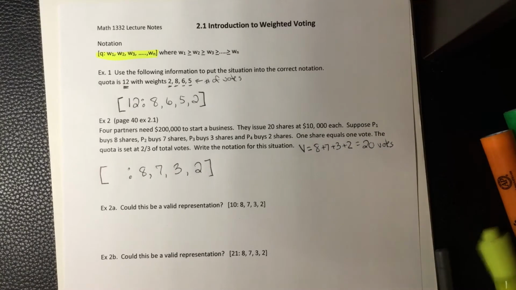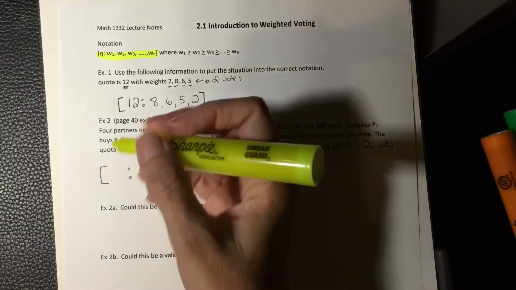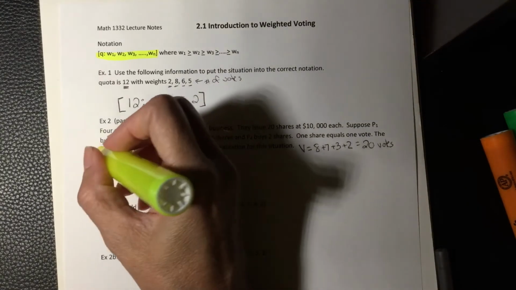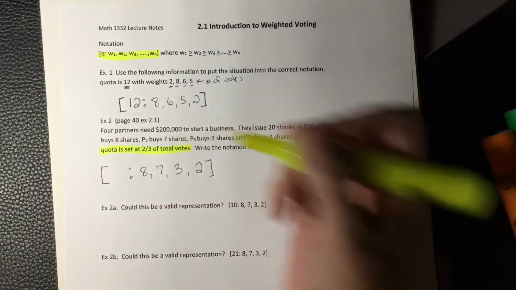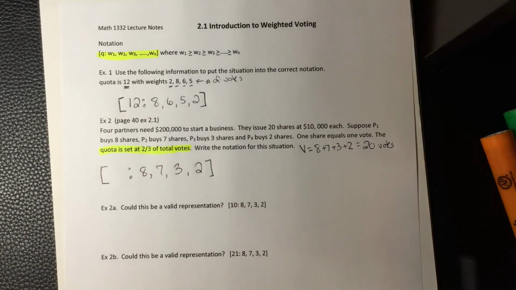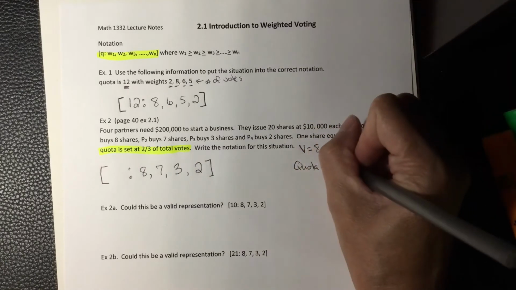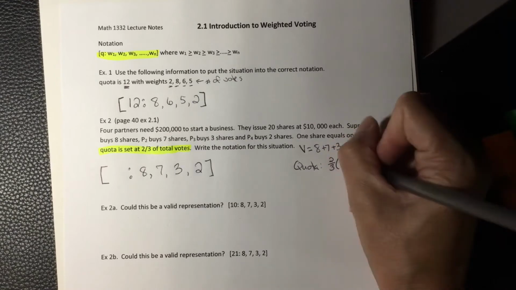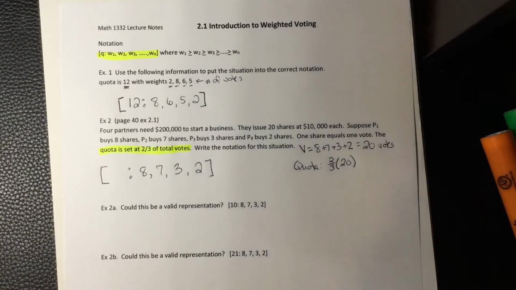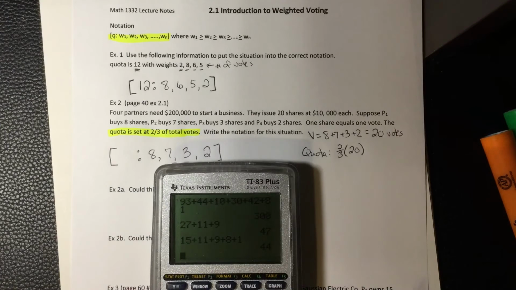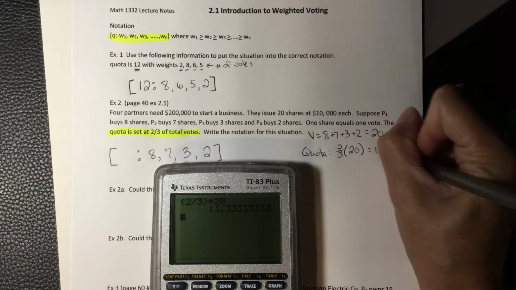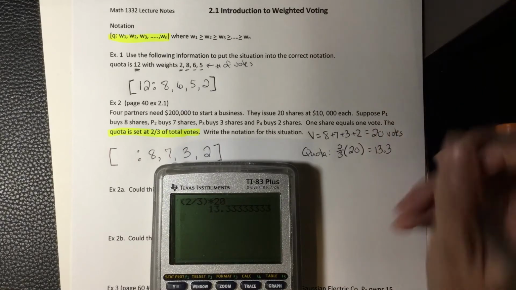So I want to set this particular quota at 2/3 of the votes. So they're asking for something that's bigger than a majority but less than the total number of votes. So for the quota, I'm going to do 2/3 of the total number of votes, which is 20. So if you just put that in your calculator, you can just do 2/3 in parentheses times 20. You'll see it comes out about 13.3 votes.